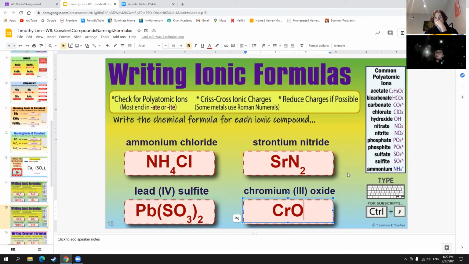That would be 2 then. Yes, not 2 more, 2 total. So 2 times 3 is 6. So it's going to be Cr2. So the total positive charge is 6 now. And remember, the total negative charge of just oxide by itself is -2. So what do you multiply that by to get to 6? 3. Yes, so it's O3. Great, done.